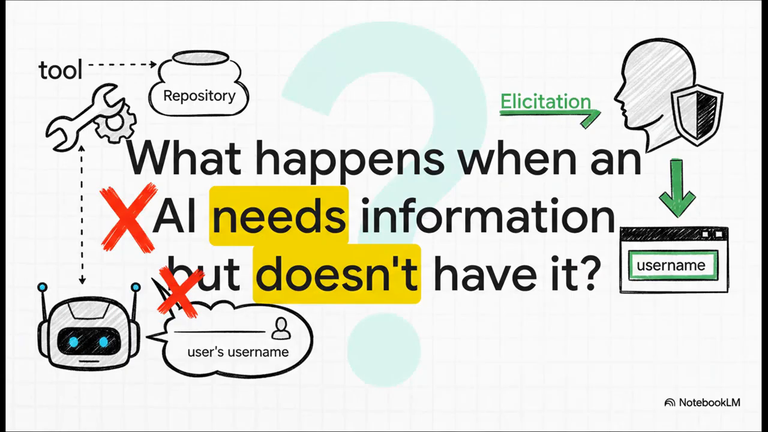So let's set the scene. Imagine you've built this awesome AI assistant, right? Its job is to create a new code repository for you. It kicks off the process, everything's looking good, and then, bam, it just stops, grinds to a halt. What happened? Well, it's missing a piece of information it just can't make up, the username. So, what do you do now?